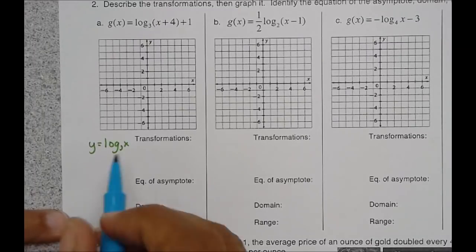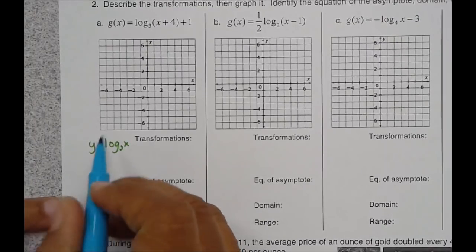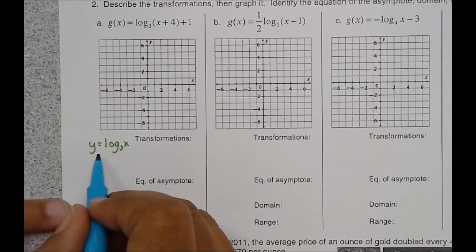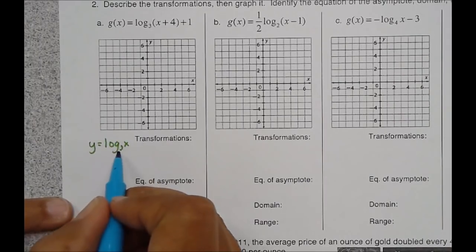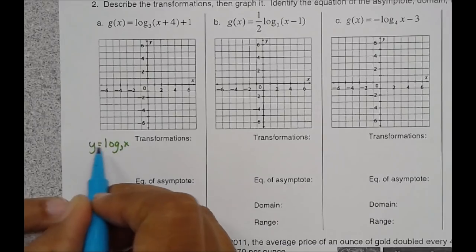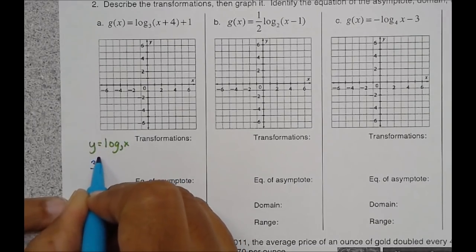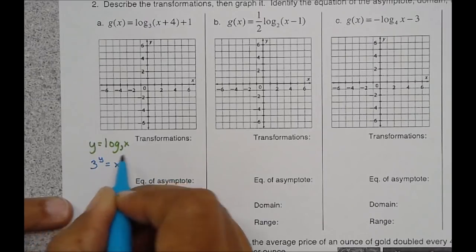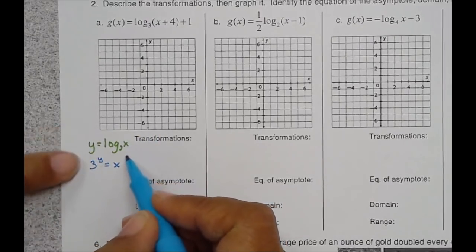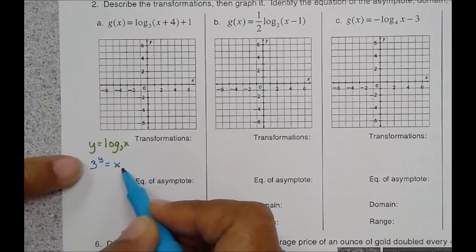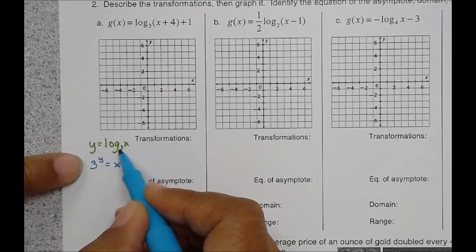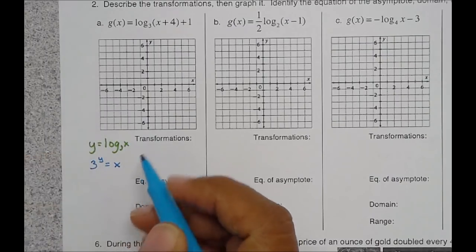Now I'm going to go ahead and rewrite this in exponential form to help us solve. So this is base 3 to the y equals x. Okay, I'll rewrite that. 3 to the y equals x. This is not the inverse. This is simply just rewriting it in exponential form. 3 to the y equals x.